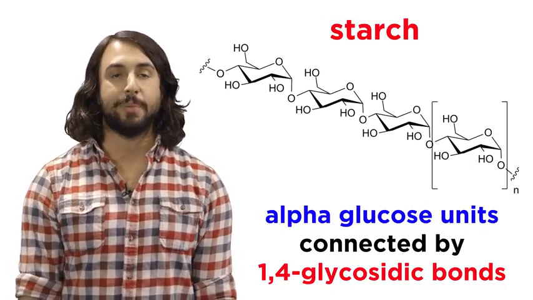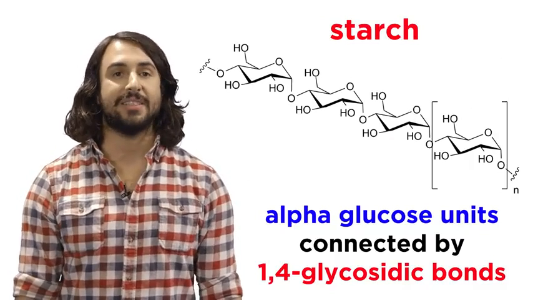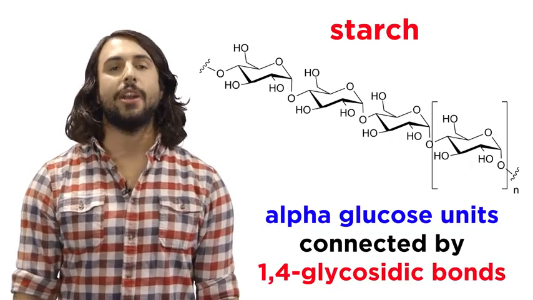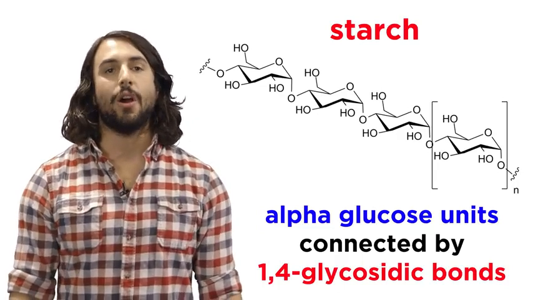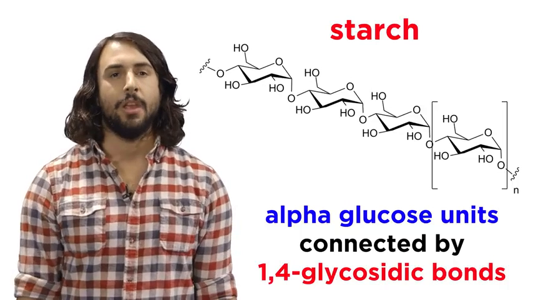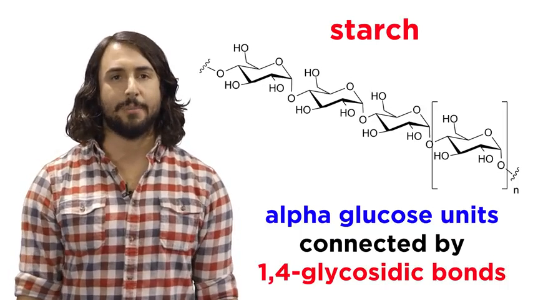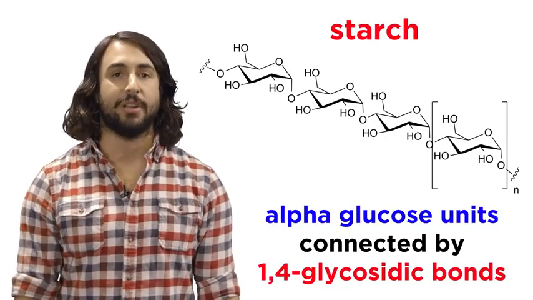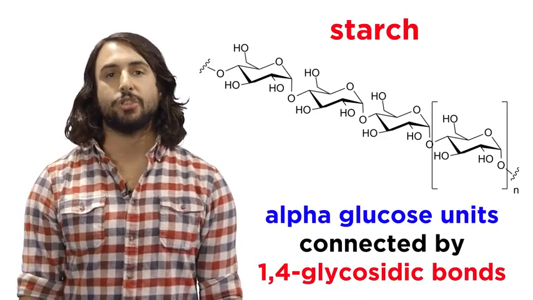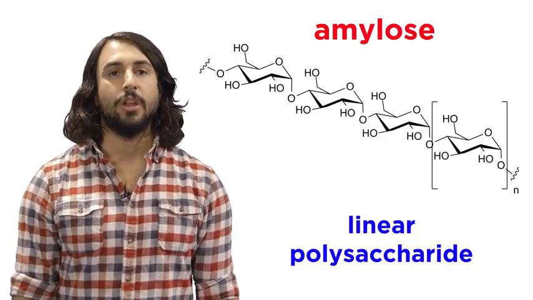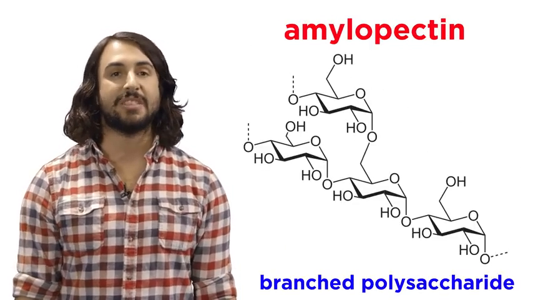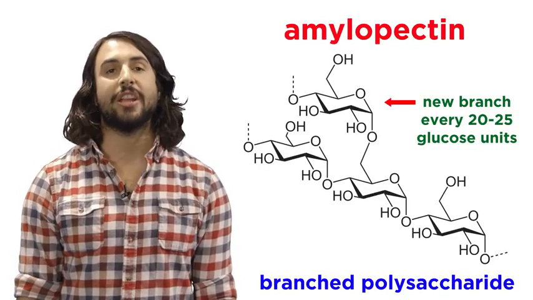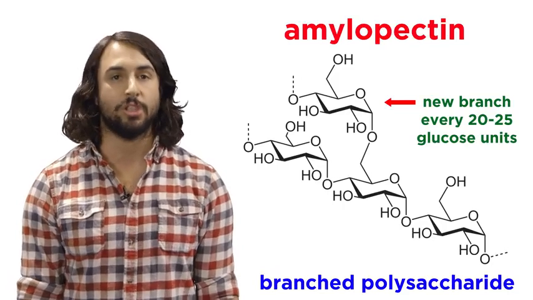Starch, which is abundant in potatoes and rice, is another polysaccharide made from glucose, and it only differs from cellulose in that all the glycosidic linkages are alpha instead of beta. This one difference in stereochemistry gives the molecule different properties. In addition, starch is comprised of amylose, starch molecules that are linear, and amylopectin, which is the same as amylose, except it has branching every 20 to 25 glucose units.